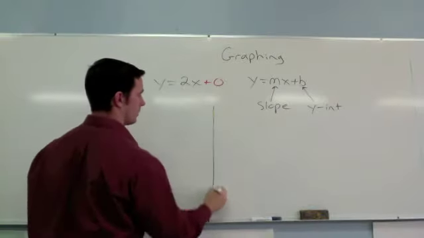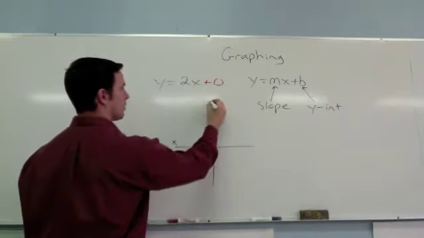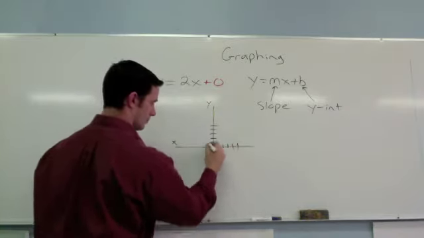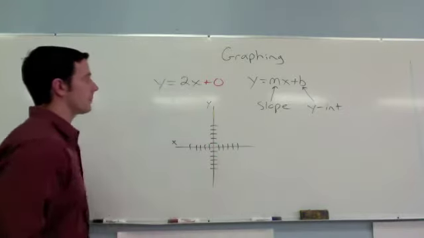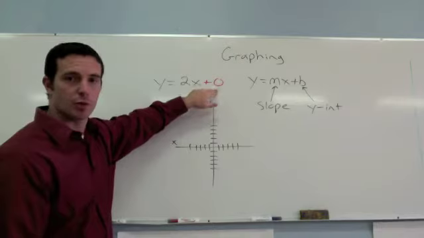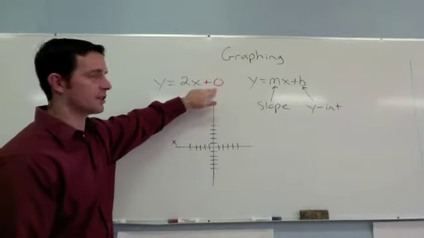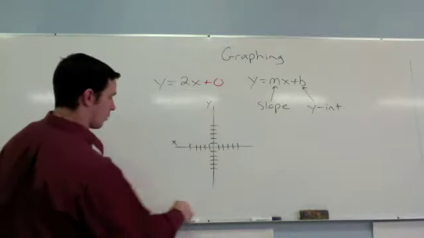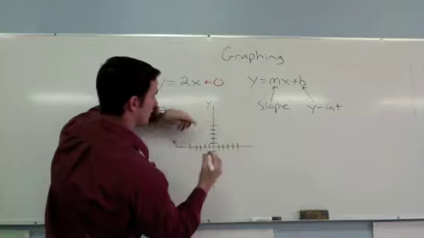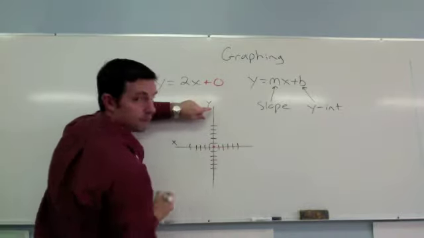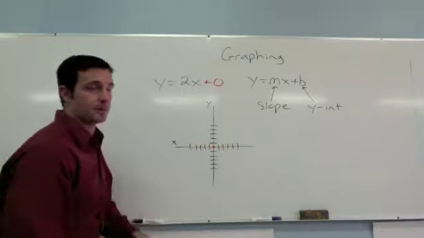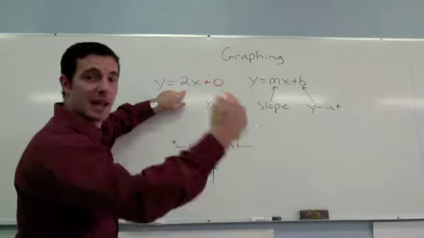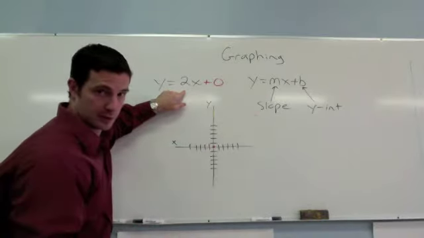When I go to graph now, here's my x-axis, here's my y-axis. The y-intercept is where you start. So you always start with this number here. This is a point on the y-axis. So I go to my y-axis and I find 0. 0 on the y-axis is right here. After plotting that point, I now use the slope to determine where my next point is. Once I find my next point, I draw a line through the 2 points.